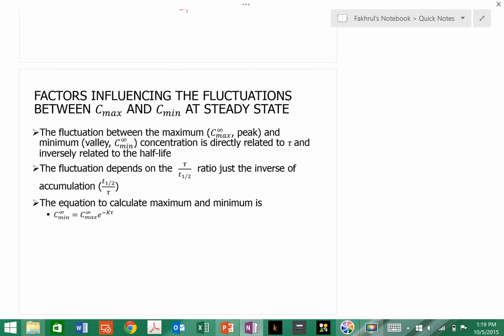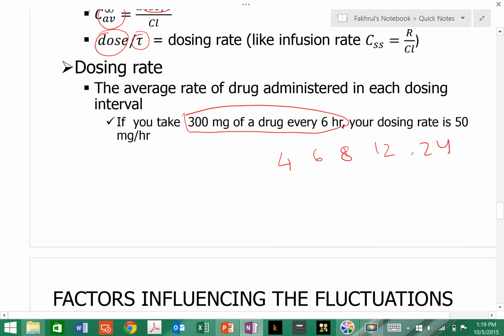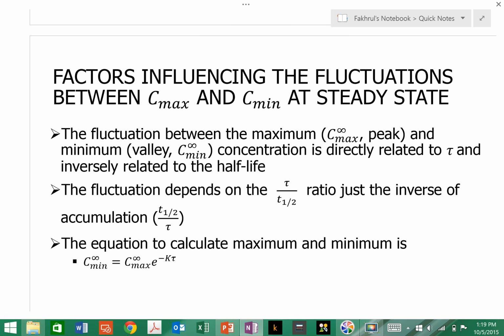Now, how you can calculate fluctuation depends on what we have learned before. The accumulation depends on this; fluctuation just depends on the reverse of this, tau divided by t half. Fluctuation depends on the inverse of accumulation. And here is another equation to calculate maximum and minimum. You go over this equation.